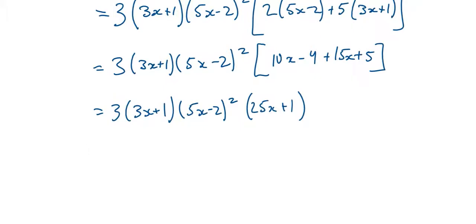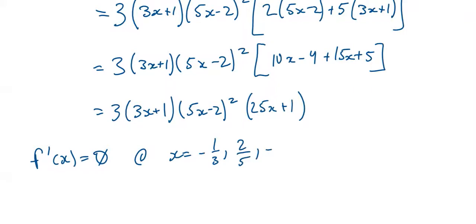And once we've done all this, that was all the hard work. The rest of it is pretty easy. The next step, once you get into it, is pretty easy. You're just reading this information from your final form of the function that you've come up with here. So f prime at x equals 0 at x equals negative 1/3, 2/5, and negative 1/25.